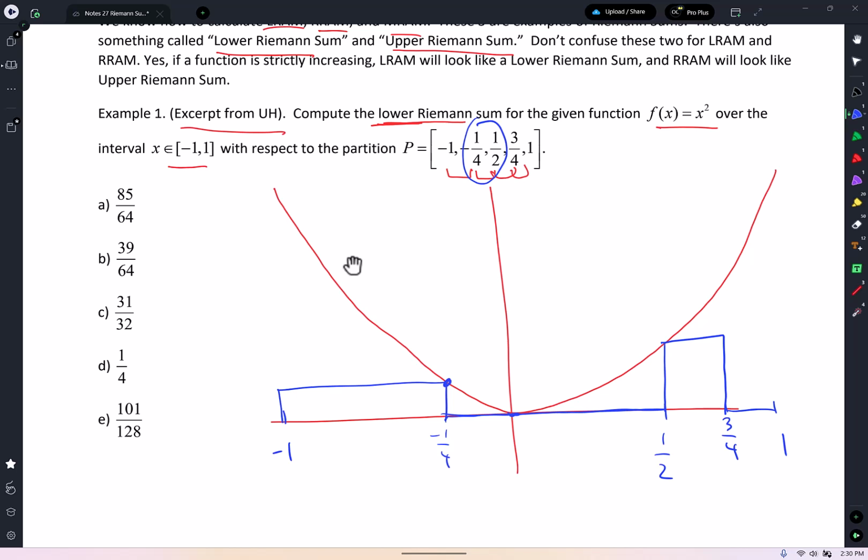And then my lowest y value between x equals 3/4 and x equals 1 happens when x is 3/4. So there it is. Cool or not cool? Are we okay, guys? All right.